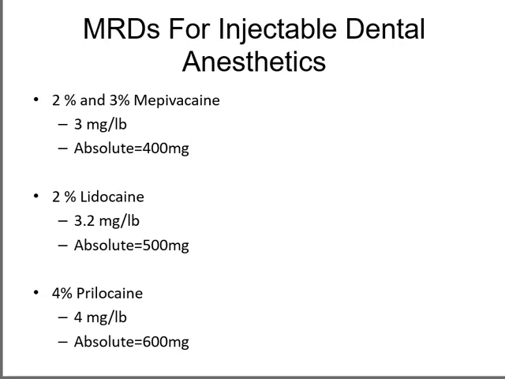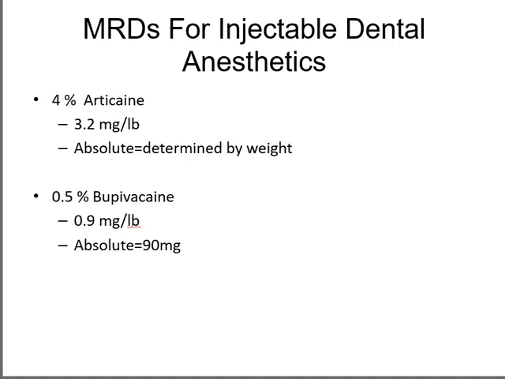So MRDs for injectable dental anesthetics, here are some. 2 and 3% mepivacaine has a weight-based MRD of 3 milligrams per pound and an absolute MRD of 400. 2% lidocaine is 3.2 milligrams per pound as a weight-based MRD and an absolute MRD of 500 milligrams. And then you can read the others and refer back to them for the math calculations you'll be doing for your activity. Prilocaine, articaine, and bupivacaine.